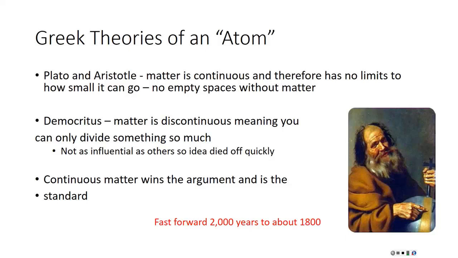Ancient Greece, what time period was ancient Greece roughly? Several hundred BC time period, okay, several hundred BC. These ideas would not really be challenged to any significant amount until about 1800 AD. So 2,000 years later. So Plato and Aristotle's idea of continuous matter would hold sway in the scientific community for the next 2,000 years.